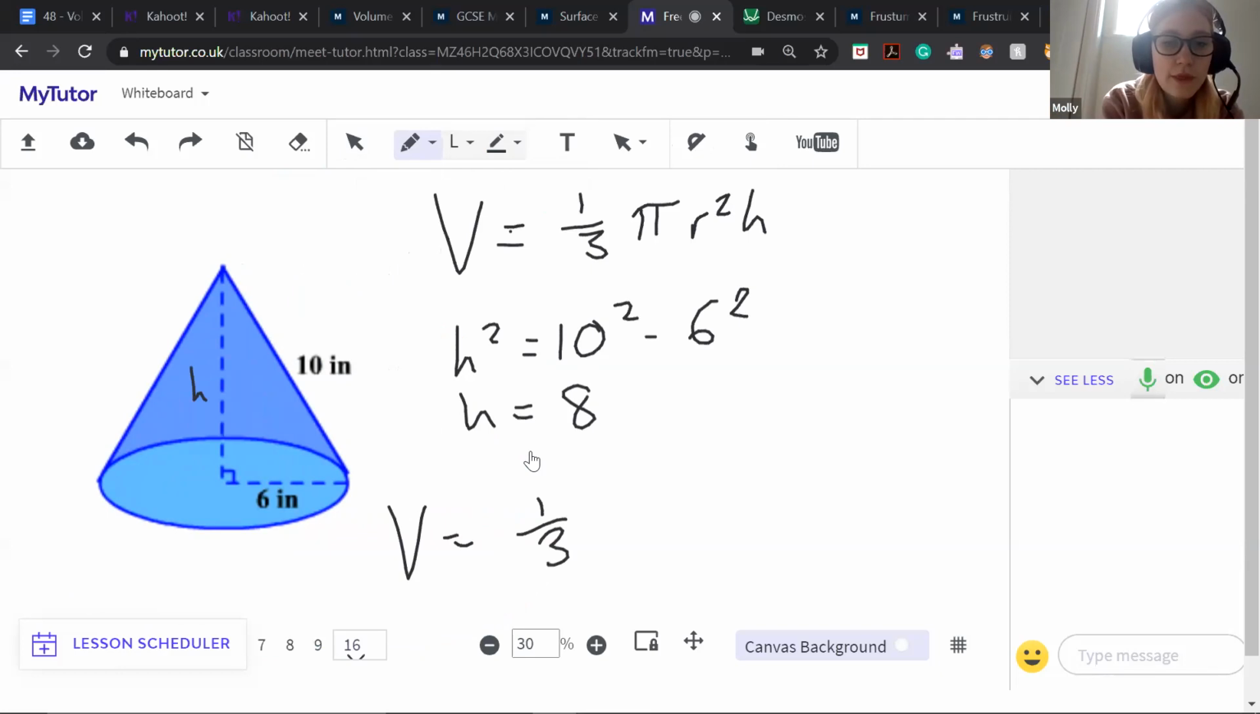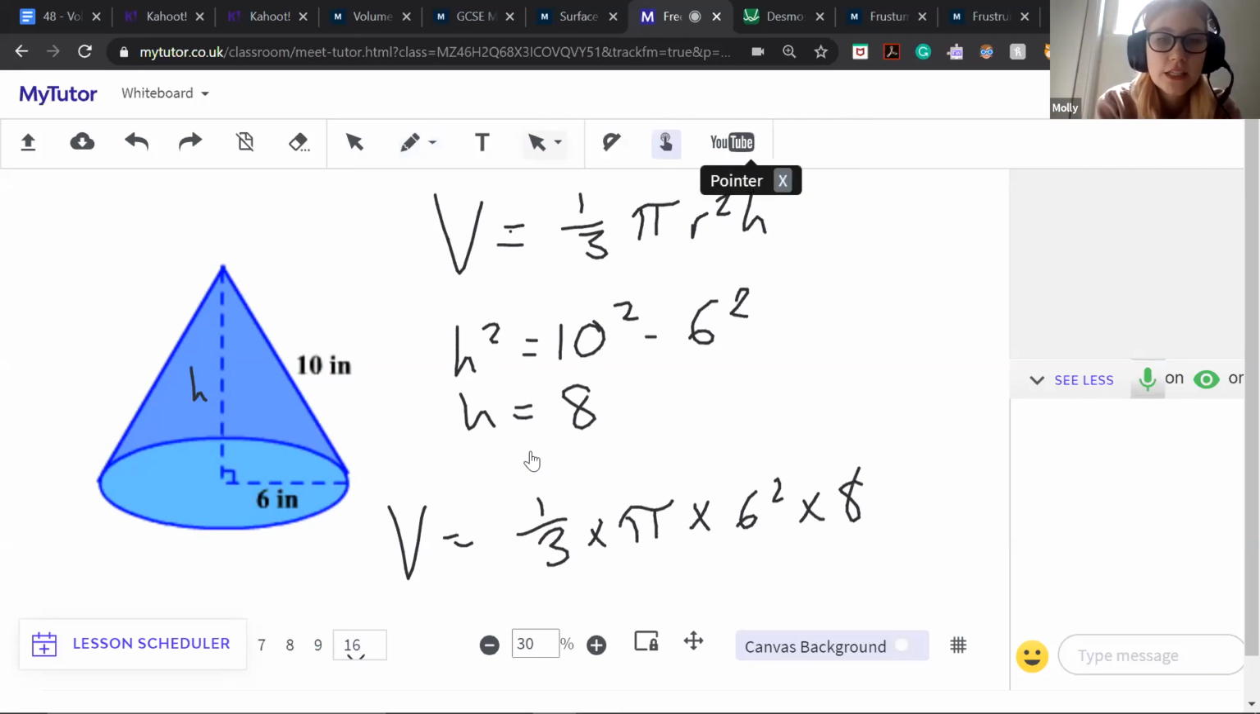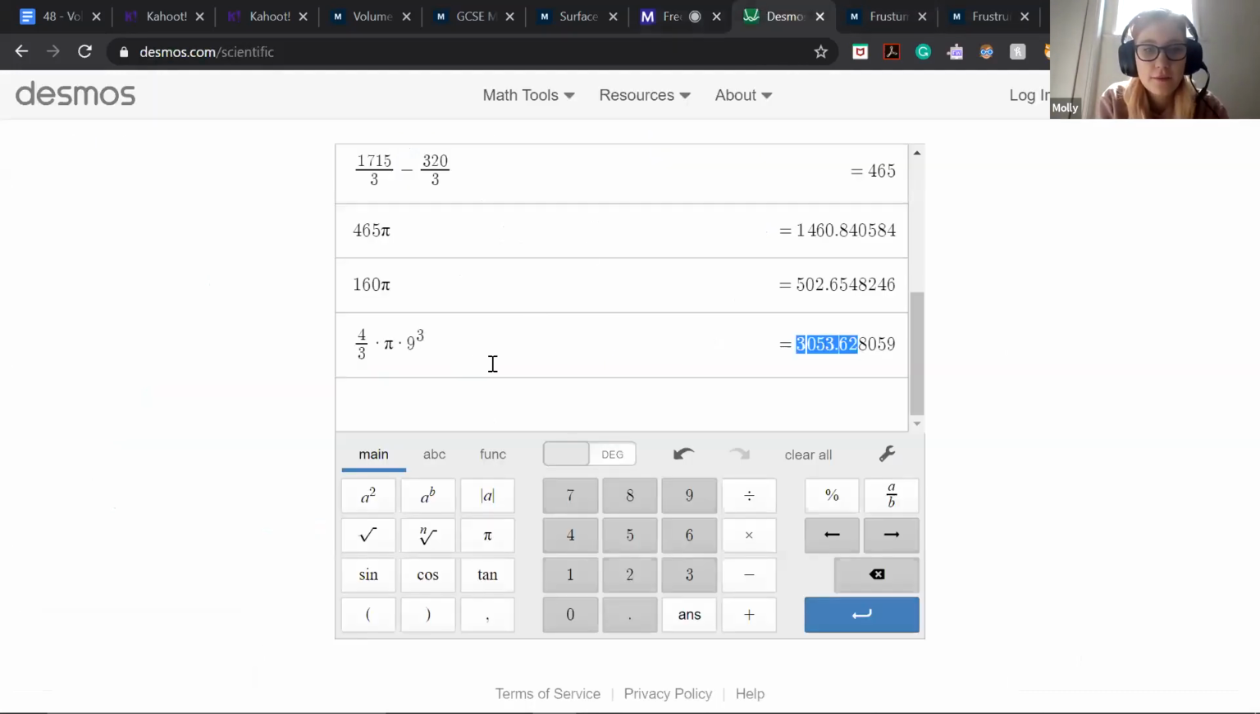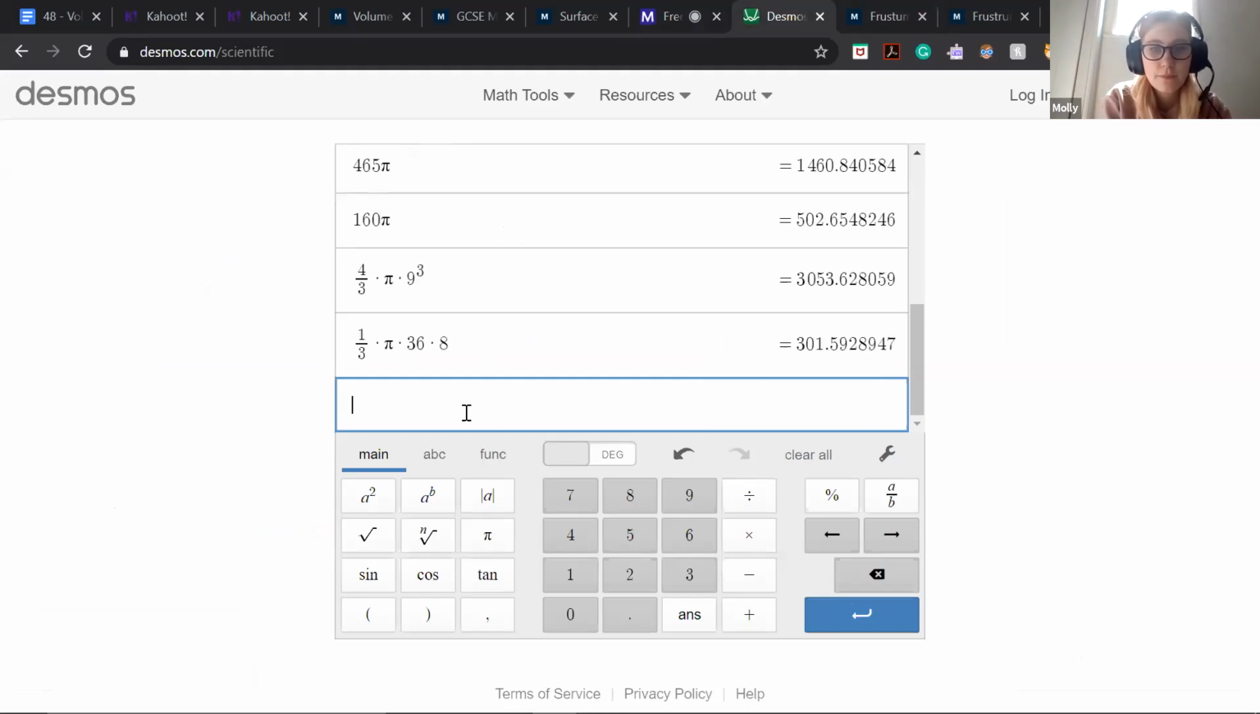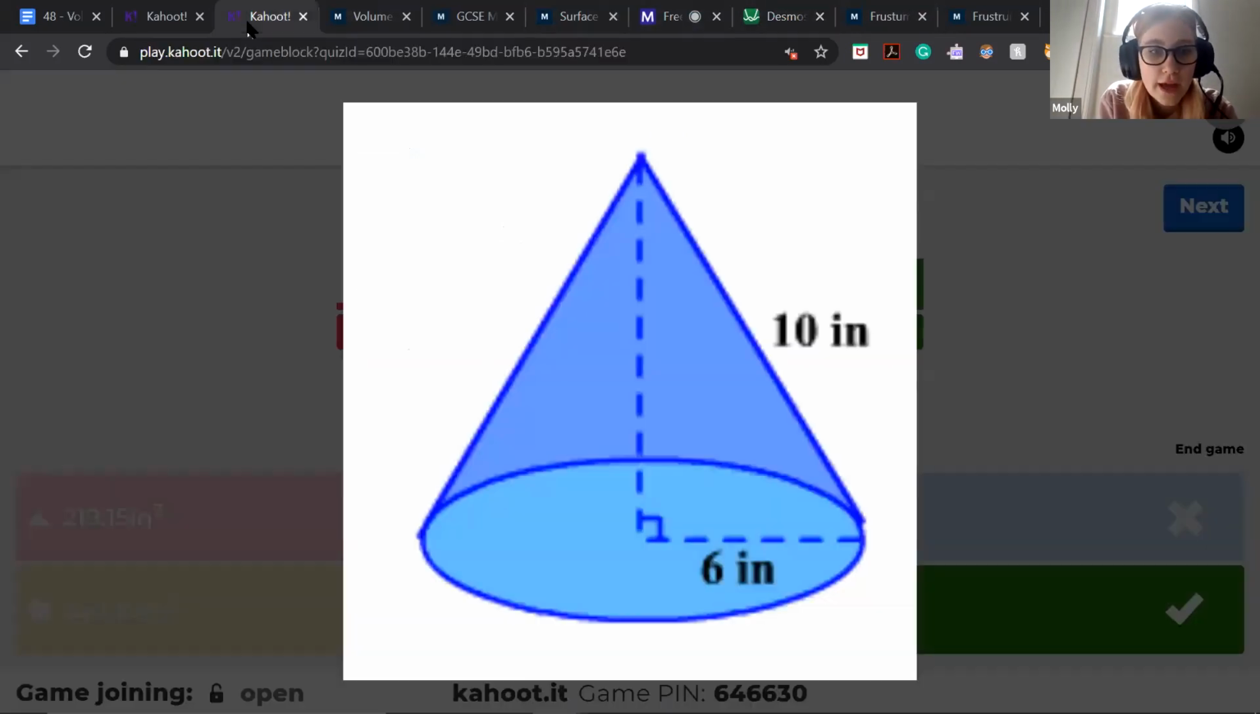So V is 1/3 times pi times 6 squared times 8. 6 squared because r is 6, and 8 because we've just found out that h is 8. And then we can just pop this whole thing onto our calculator. So 1/3 times pi times 6 squared times 8, 301.59.